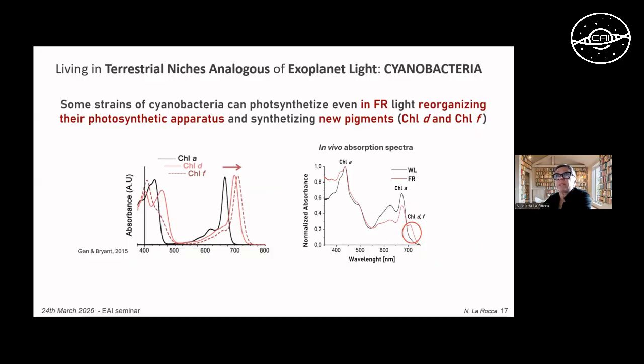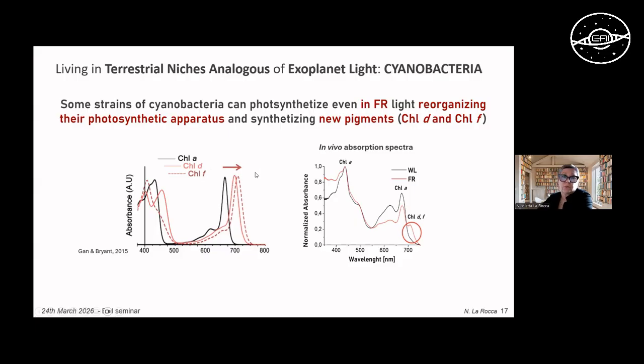In particular, some species of cyanobacteria turned out to be able to photosynthesize even in just infrared light. They can utilize visible light, but if the visible light is not available, they can reorganize their photosynthetic apparatus and synthesize new pigments that absorb at longer wavelengths, from 700 to 800 nanometers more or less, like chlorophyll d and f, as you can see here.